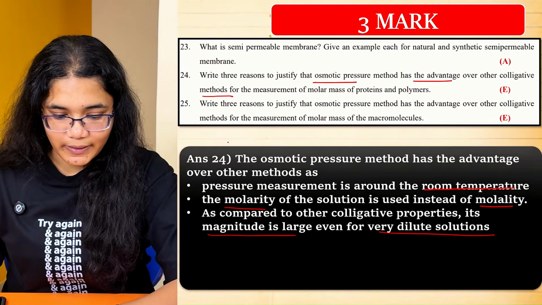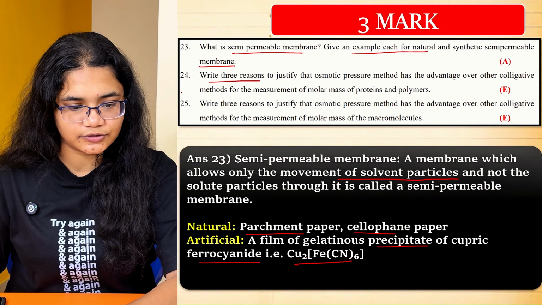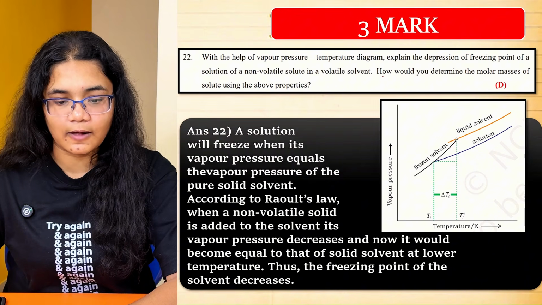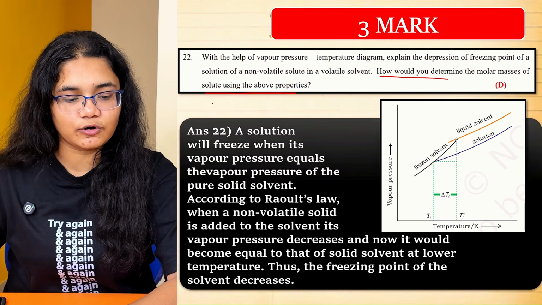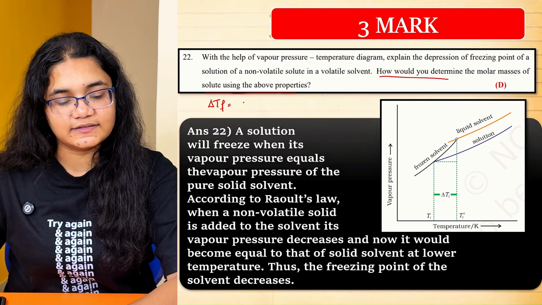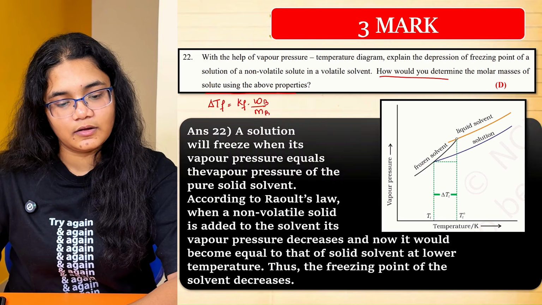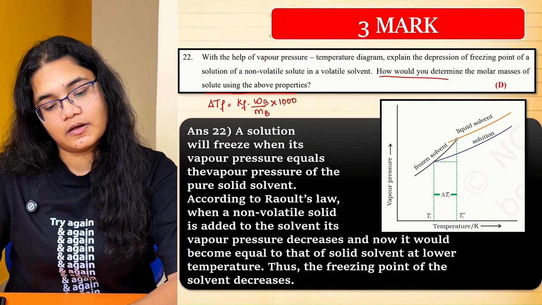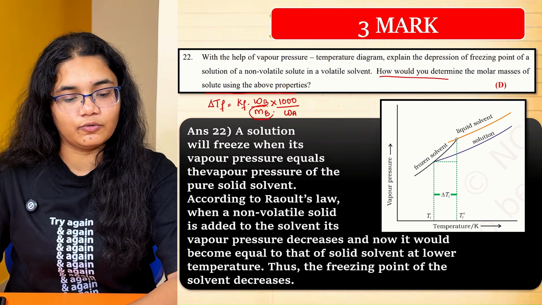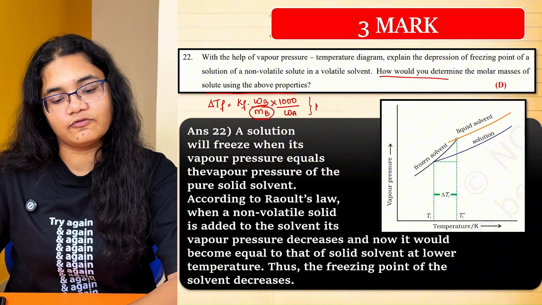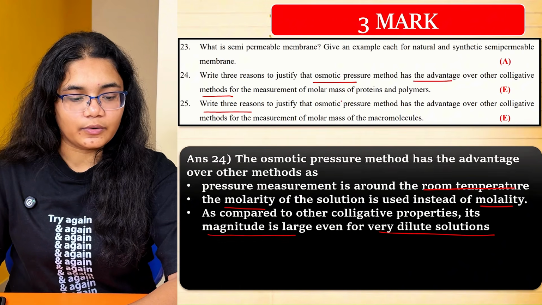Next is 25. Again, write 3 reasons to justify. Same question. Okay, here one question was there that I think we have not covered: how do you determine the molar mass of the solute using the above properties? Here you have to write delta Tf is equal to Kf dot WB by MB into 1000 by WA. In this way, you can calculate the molar mass of the solute using this formula that you have to write down. Okay, next.